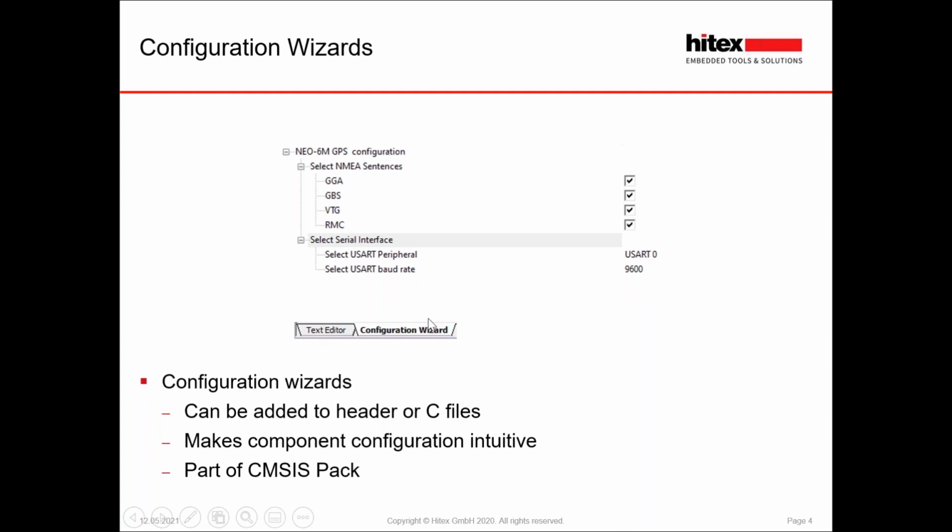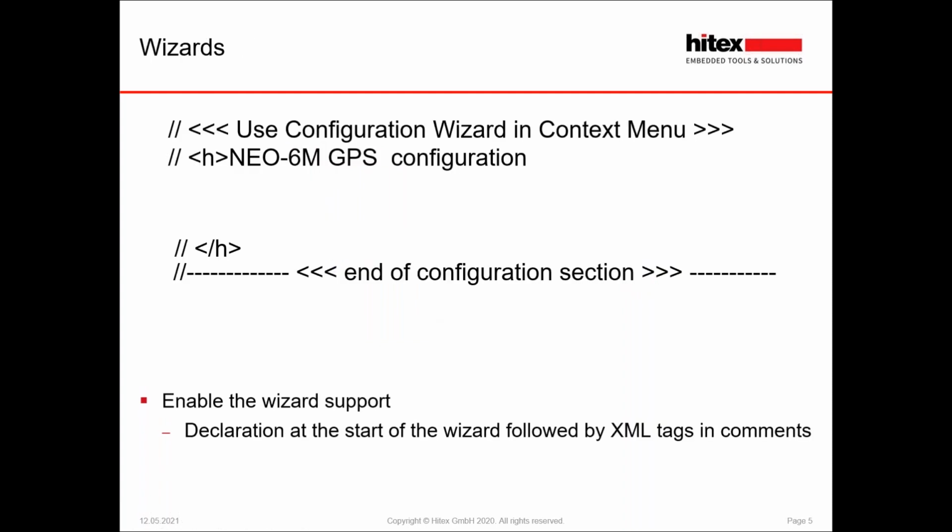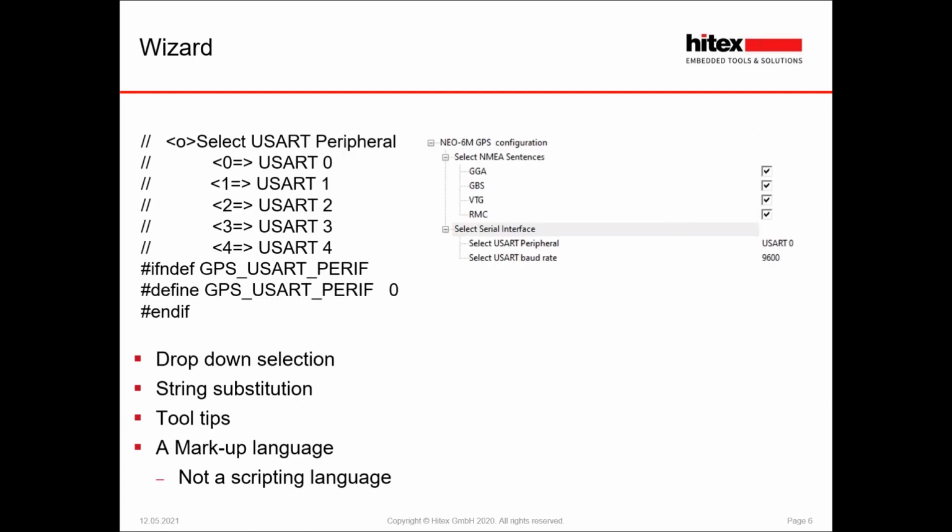So we can create these configuration wizards simply by, first of all, adding the header that says we're about to start defining the configuration wizard, and then the end of it. And then any of the hash defines that are in our code can be added to our configuration wizard through simple annotations or XML tags placed in the comments within the header file. So here we're providing the pick list for the UART, so we specify the UART names. When we make a selection, that value is then pushed into the hash define underneath.